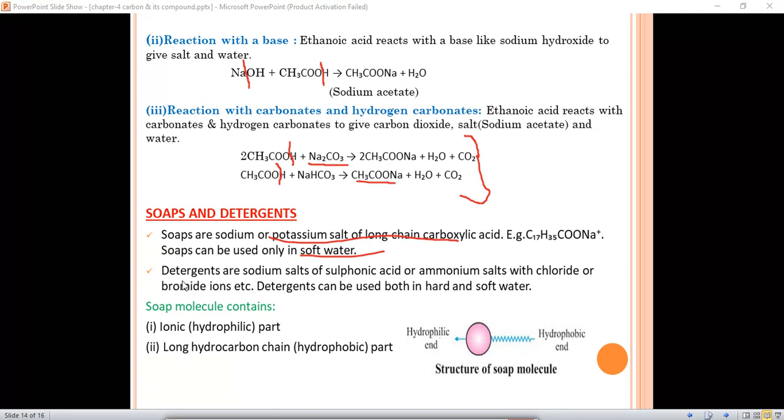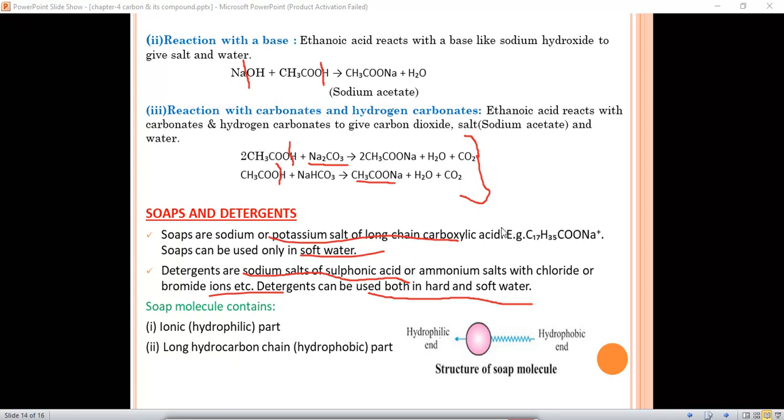And next, detergent. Detergents are sodium salts of sulfonic acid or ammonium salts with chloride or bromide ions. Detergent can be used in both hard and soft water. So this is the advantage of detergent, that it can be used in hard water and in soft water also. Next we'll see what soap molecules contain.